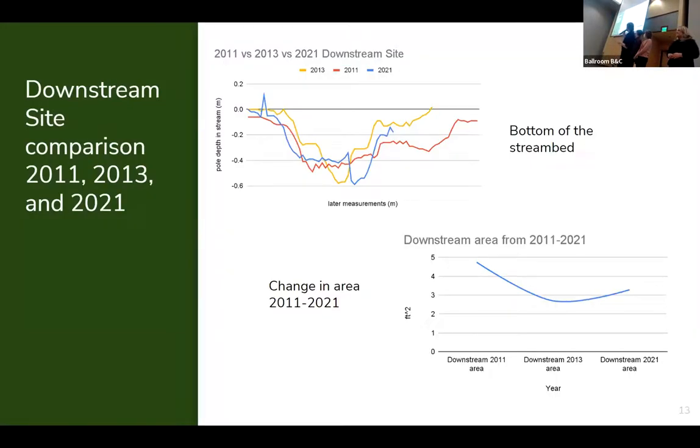We found that our downstream site was the most consistent across all the years, and we think that's because it's the boggiest area. That's the part where, in one of the procedure pictures, it's up to our waist. It's just very boggy, and so the sedimentation remained very consistent.